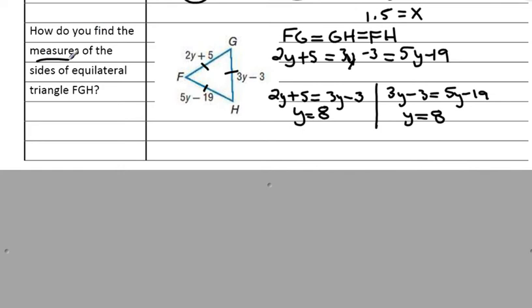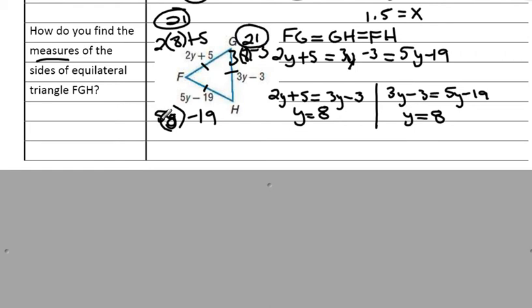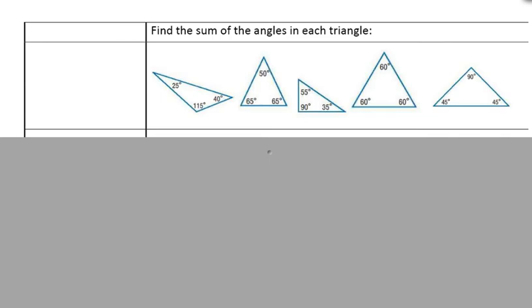And the final question is, how do you find the measures of each side? So you're going to substitute that y in, which is 8, to each side length, and verify that they are in fact all the same. And when I put 2 times 8, I get 16 plus 5 is 21. 3 times 8 is 24 minus 3, which is 21. And finally, 5 times 8 is 40 minus 19 is 21. So I did the question correctly.